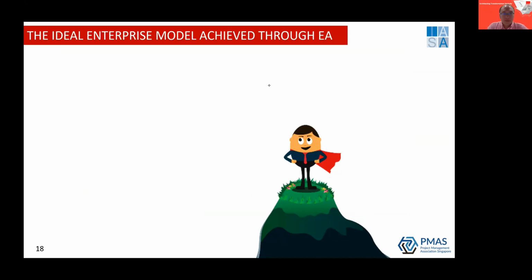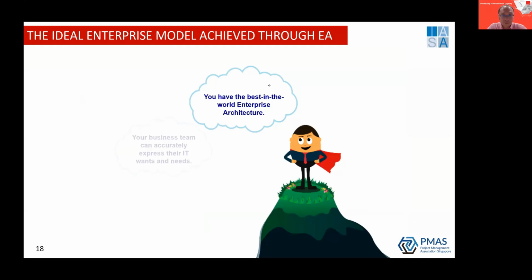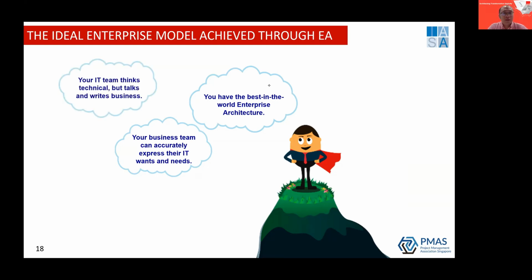So in an ideal enterprise, when we have adopted enterprise architecture, we are aligned with industry best practices. Our business team can accurately express their IT wants and needs. So no more blaming, where if there are issues, IT blames the business and the business blames IT. All live in harmony. And the IT team can also speak and write business. They can think technical, but they still need to speak and write business. Our colleagues are equipped with the right skill set to progress with the company, aligned with SkillsFuture, developing internal capability and competency, especially digital literacy.